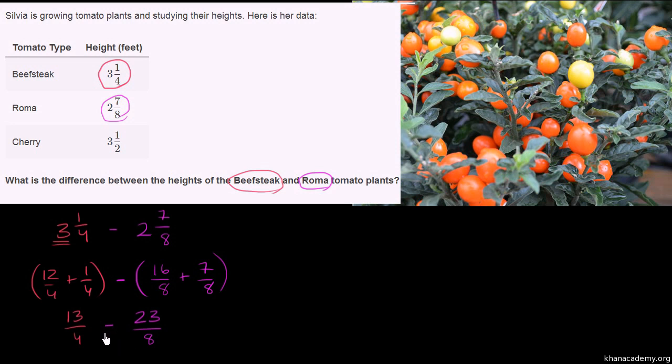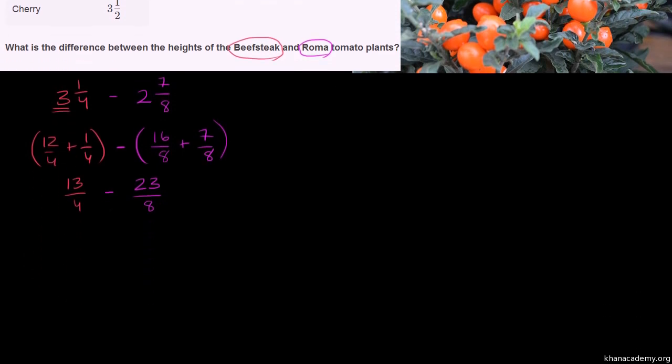And so what is the least common multiple of these two denominators, of both 4 and 8? What is the smallest number that is divisible by both 4 and 8? Well, 8 is divisible by 8, and 8 is also divisible by 4. So if we can rewrite 13/4 as having 8 as a denominator, then we are all set. So let's try to do that. We're going to write both of these with 8 as a denominator. This one already has it. So 13/4, I'm going to have it with 8 as a denominator.